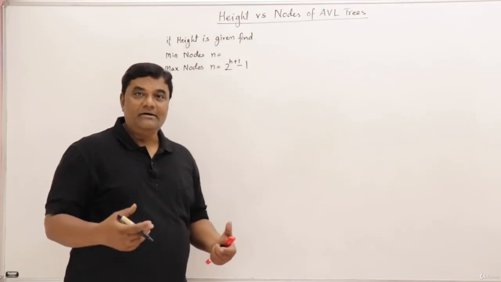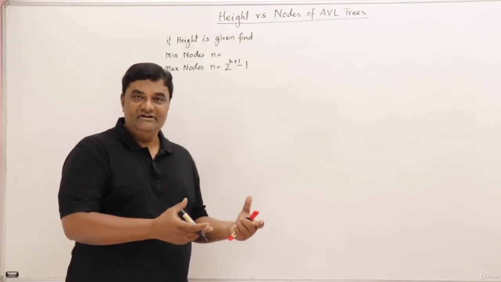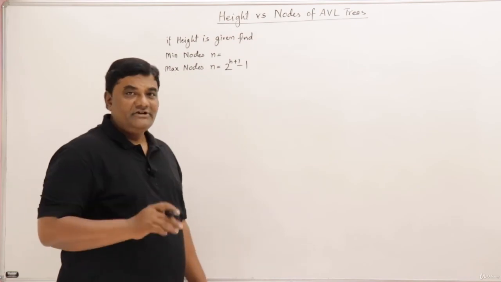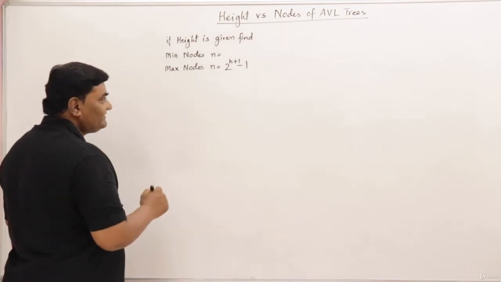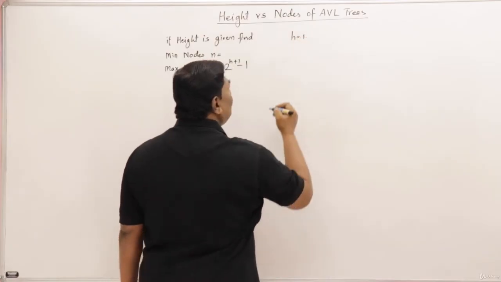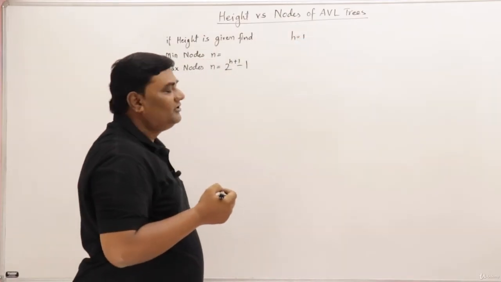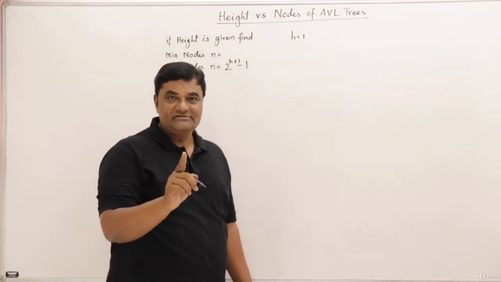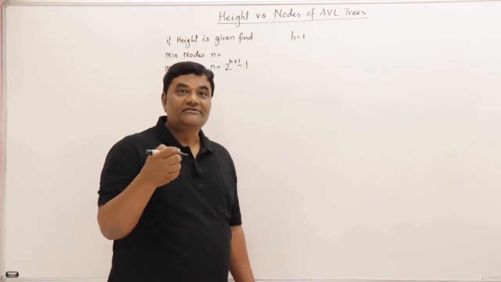Let us take some examples of heights of AVL trees, then see how many minimum nodes are required, then we'll come up with the formula. So let me show you some examples. First example, let us assume that height is 1. What about height 0? We will start height from 1 onwards, right? So here we will start from 1.